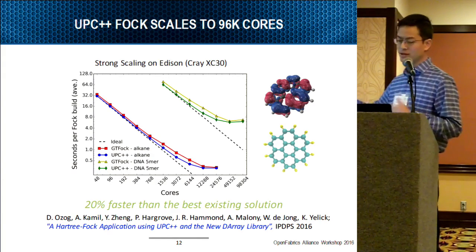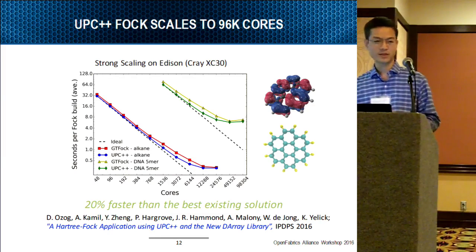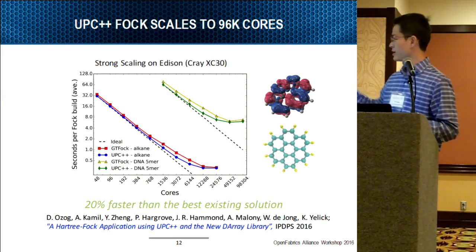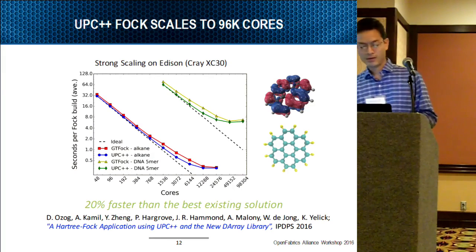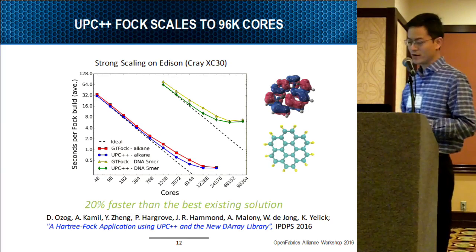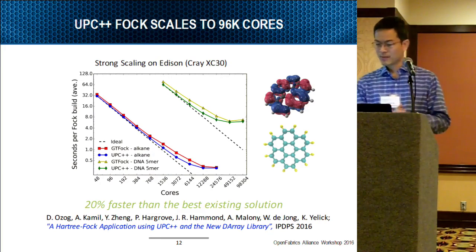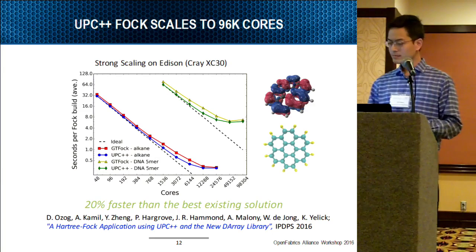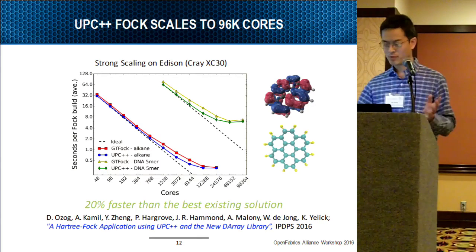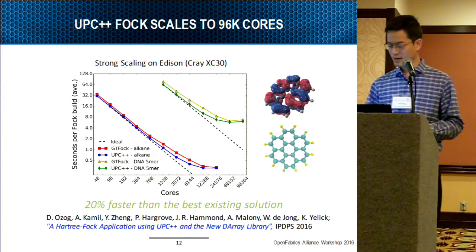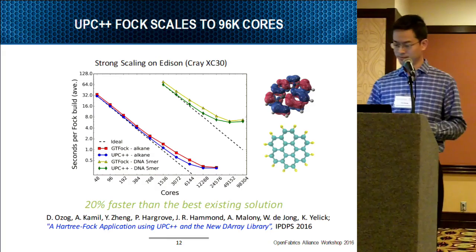But we show that by using some system software optimizations and some high-level data structure optimizations, we can push the performance even further, 20% better. And by the way, we also have some Global Arrays experts as our co-authors. So we make sure that our comparison is fair to the maximum possible extent. And it scales all the way to almost 100,000 cores on Edison, which is a Cray XC30 system at NERSC.